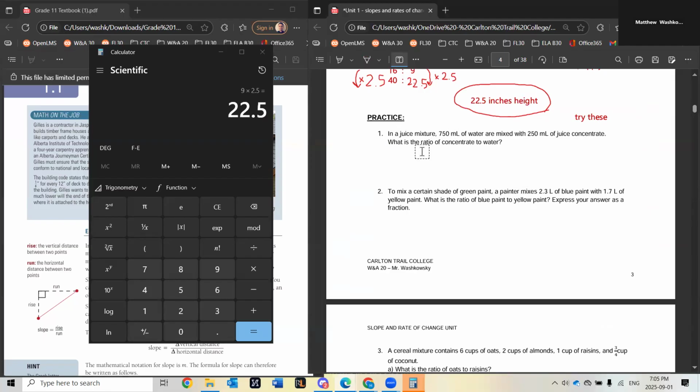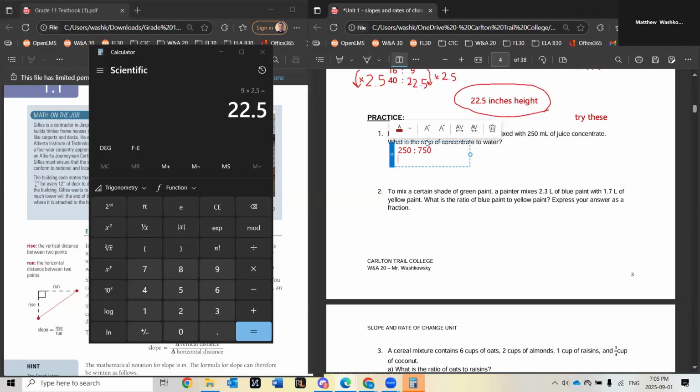All right, question 1. In juice mixture, we have 750 milliliters of water mixed with 250 of juice concentrate. What's the ratio of concentrate to juice? Pay attention to the wording, concentrate to juice. So it's 250, which is the concentrate, and 750, which is the water. This is technically correct, but we can simplify this. A nice easy one might be, oh, I can divide these by 10. If you're good at numbers, you'll know immediately that this is divisible by 250. If you're not good with numbers, maybe not.